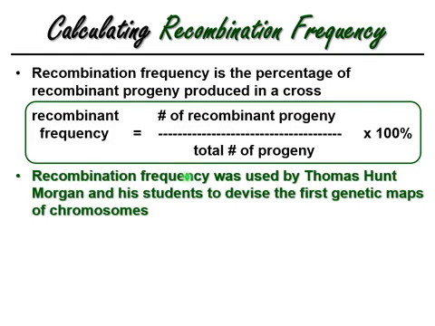Recombination frequency was used by Thomas Hunt Morgan and his students to devise the first genetic maps of chromosomes. So this was a long time ago, the early 1900s. And he had a lab. It's a funny story. I'll keep it really short. He had a lab at Columbia University, and he was a young, no name, not as prestigious professor yet. And he worked with Drosophila. He worked with fruit flies.